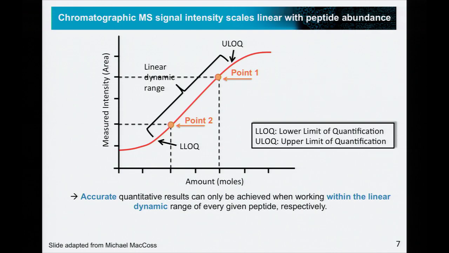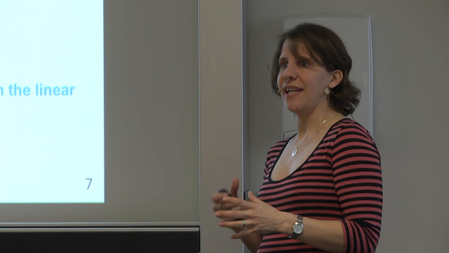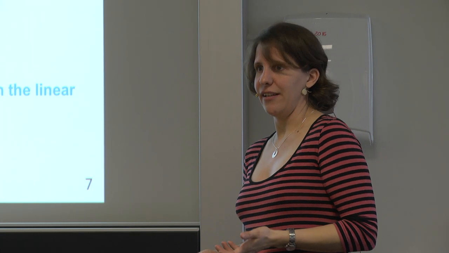If these 2 data points are a light and a heavy intensity measured in the same injection, it doesn't matter. They all should come from this linear range. In the moment when only one of these 2 points shifts out of this linear range, the ratio that you will obtain, you will get an erroneous quantitative result.